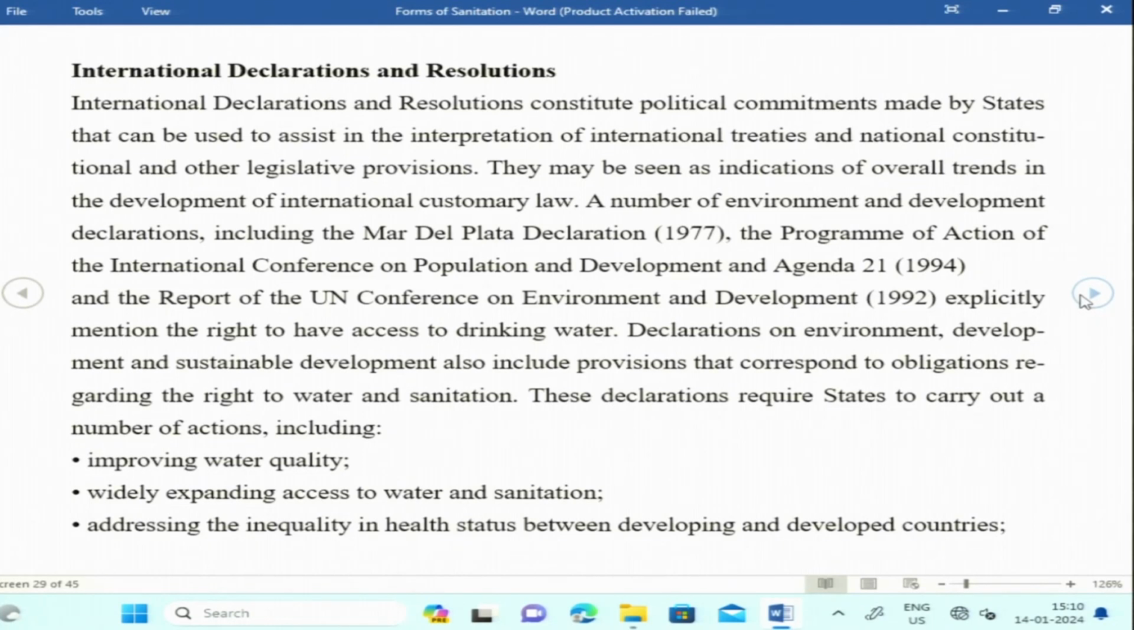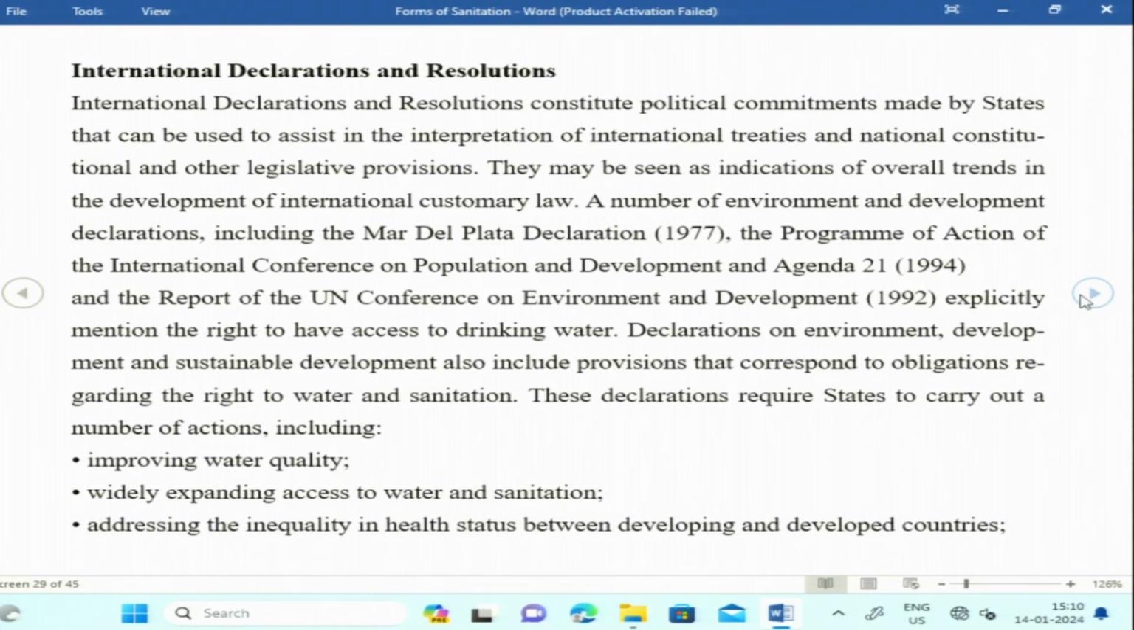Now, we try to speak about the international declaration and the resolution which is basically meant for providing a certain amount of political commitment. The whole idea is that there is a program of action of the international conference where the population and development agendas are fixed, and what are the basic things which have been part of this resolution, which took place initially in 1977, and gradually the United Nations Conference on Environment and Development, which came in 1992.